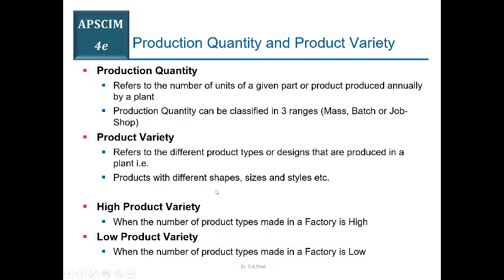So products with different shapes, products with different sizes or styles, that refers to the variation of the industry, or simply product variety कहा जाता है। So product variety की तरफ जब आप देखते हैं तो you then can have high product variety or low product variety. So again, the name implies when the number of product types, the number of designs made in a factory, if it is at the higher level, तो उसको हम high product variety कहेंगे. And if the number of product types made in that factory is at the lower level, so that will be low product variation.